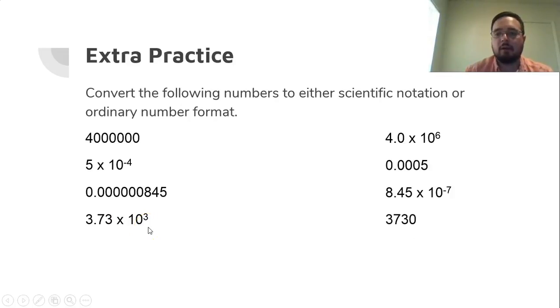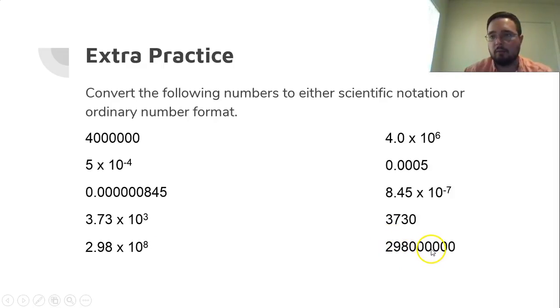You get 3,730, because that decimal will move 3 places, so it's going to go 1, 2, 3. There's not a number over here, so you have to fill it in with a 0. So that's where that 0 comes from. 2.98 times 10 to the 8th is a bigger number. And you should get this, so you're going to have 2.98.